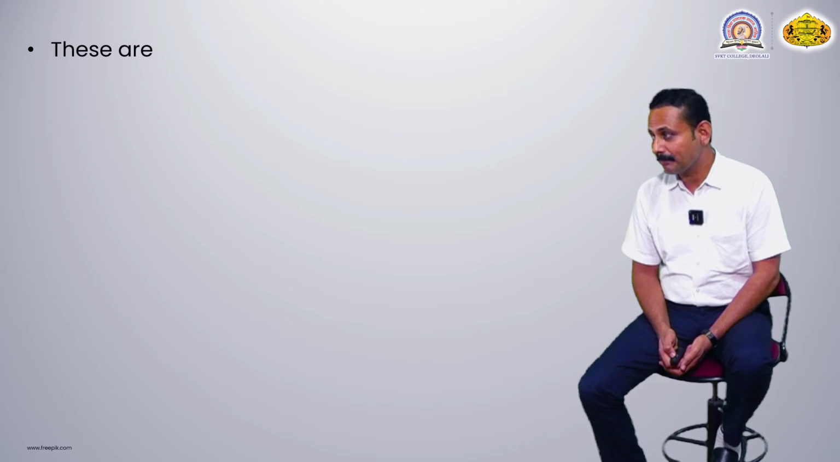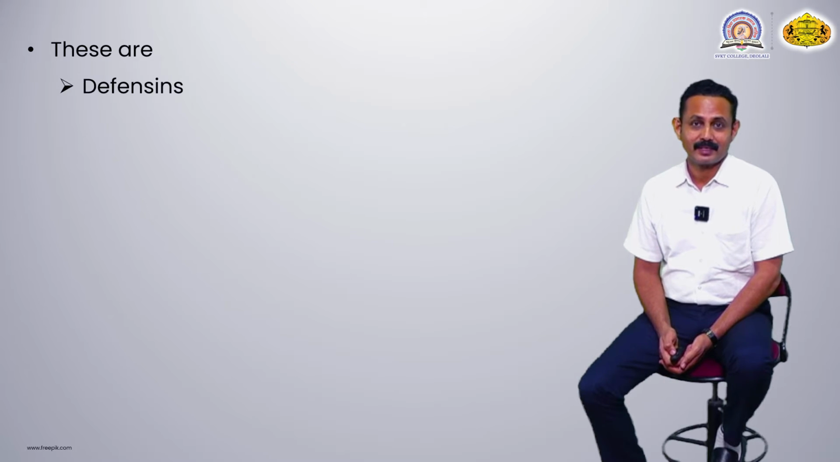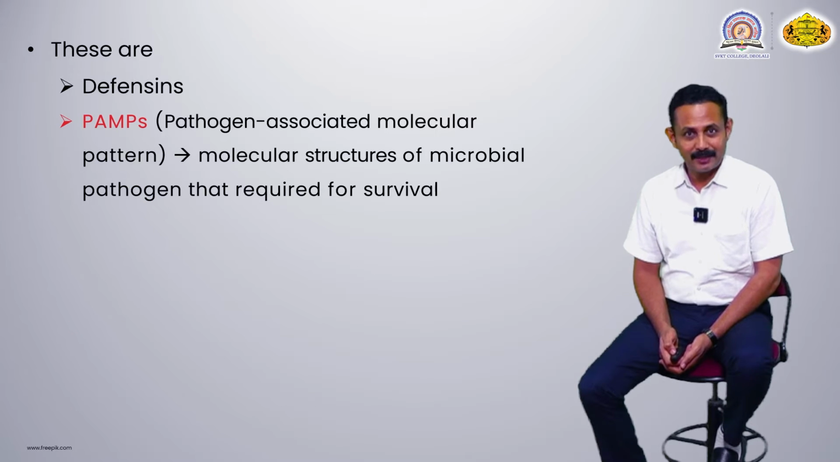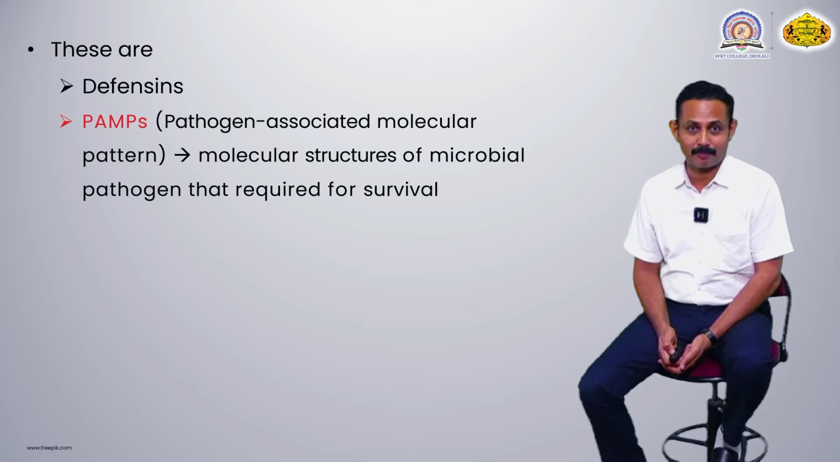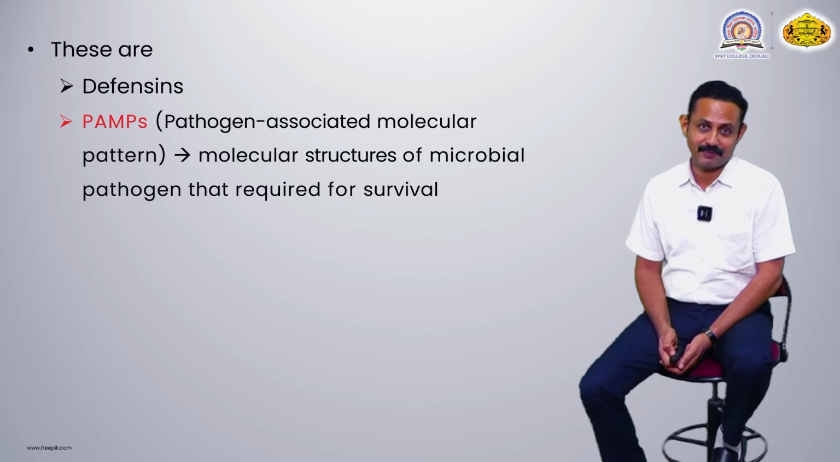So these humoral components are mainly defensins and, as I already told you, pathogen associated molecular patterns or PAMPs. These are the molecular structures of pathogenic microorganisms which are required for their survival, meaning they are produced by that pathogenic organism. We call them antigenic in nature, and they are harmful to our body. They are present in molecular form, and they are recognized by our innate immunity as harmful, and protection is given against them.